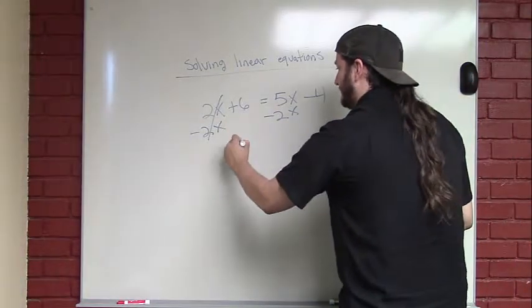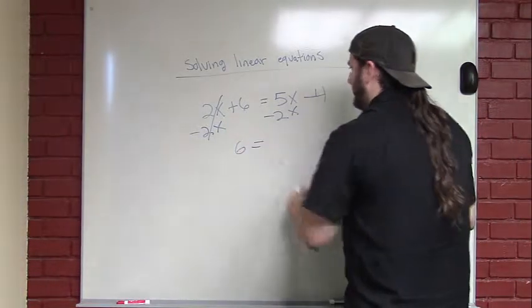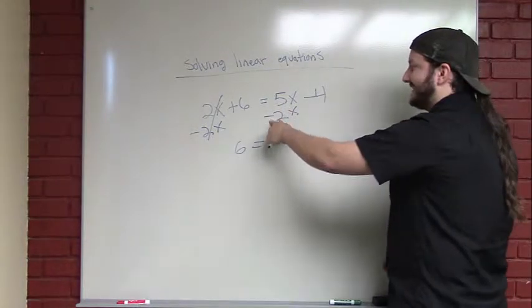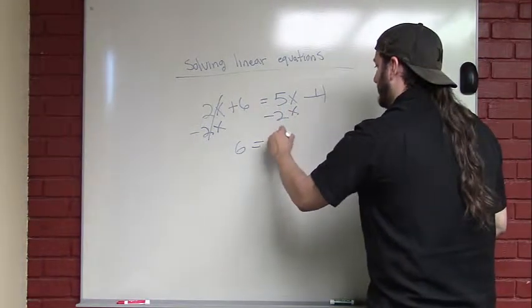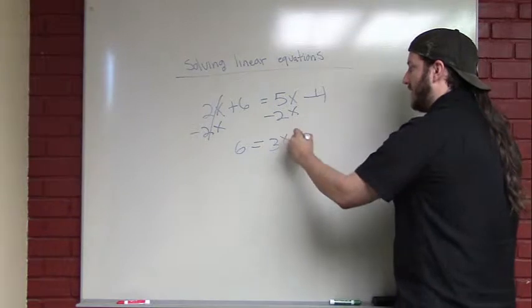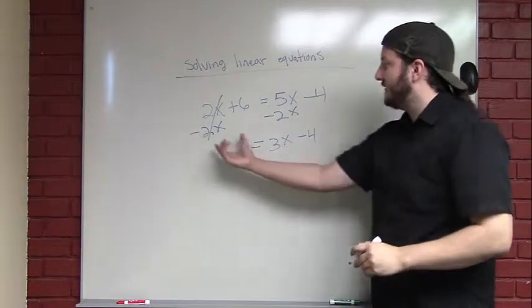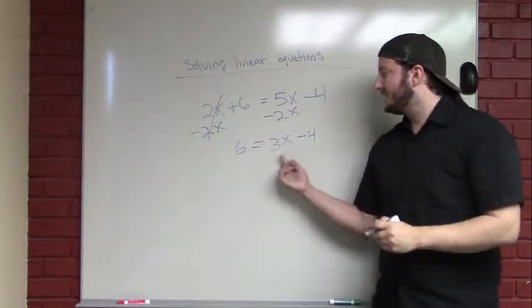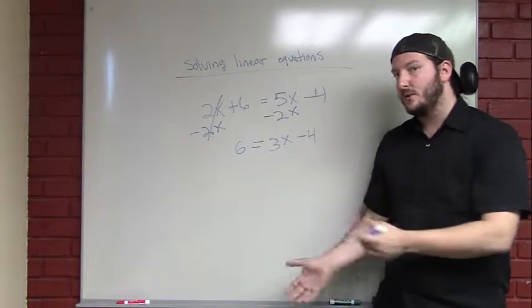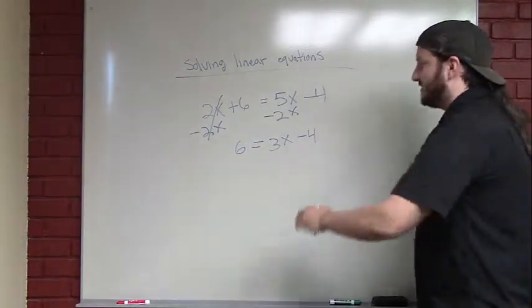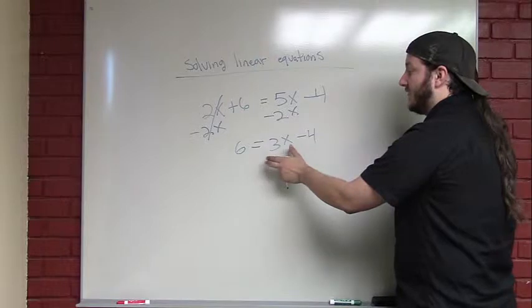Okay, so on this side we have 6 equals 5 minus 2 is going to be 3x, right? And then we got minus 4 here, okay? You see why we move this over? Boom. Because now we just have one x. Now it's an equation just like all the other ones. So we got to get rid of the stuff around x.